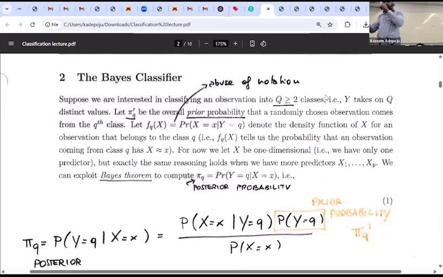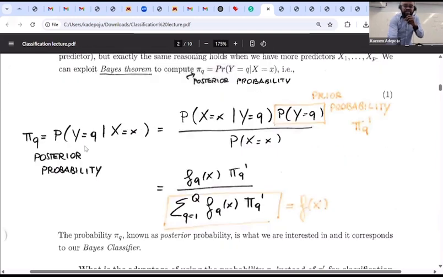Now, the x that we're talking about, the predictor that we're talking about, could be one dimensional, could be multi-dimensional. Which means I could have one predictor and I could have more than one predictor. That's why you see more than one predictor, x1, x2 up to xp. Now, the idea of Bayes theorem is actually going to be applied.